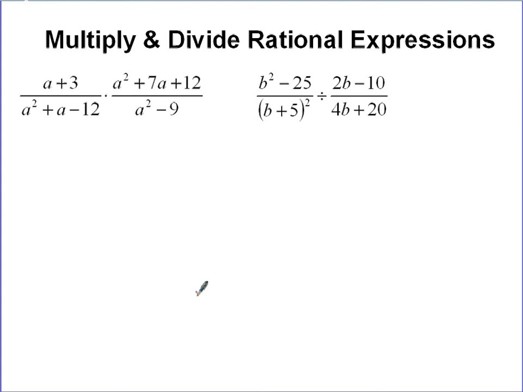Okay, when you're multiplying or dividing rational numbers, what you want to do is factor everything. So let's look at this. A plus 3 cannot be factored. A squared plus a minus 12, let's factor that.